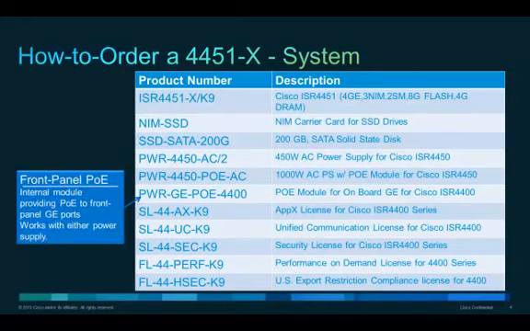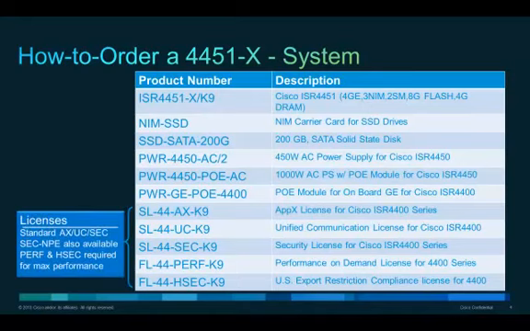The next thing you can order is the Gig ePoE. This is that power over Ethernet board that actually fits inside of the system itself and gives you power over Ethernet just to those front panel gigabit Ethernet interfaces. And again, there's no requirement for any power supply. This works with either the standard power supply or the PoE power supply itself.